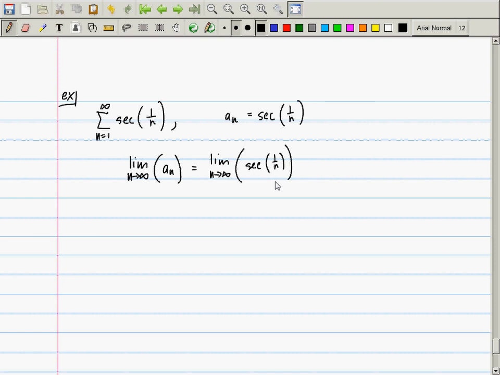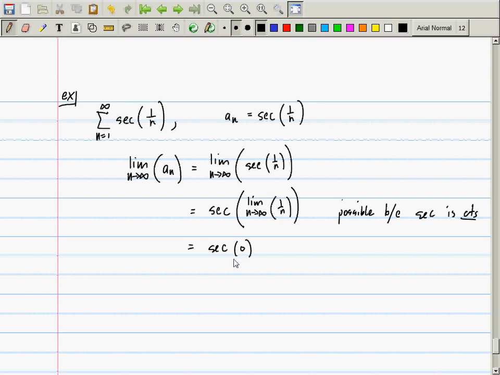0. And is secant continuous at 0? Yes, secant is continuous at 0. So what that means is you can commute the order of limit and secant. Okay, this is possible. Because secant is continuous. Okay, so this is the secant of 0. And what's the secant of 0? 1, right? Because recall that secant is 1 over cosine, so this is 1 over cosine of 0. The cosine of 0 is 1, 1 over 1 is 1. So the limit of the sequence is 1, right? The limit converges to 1.